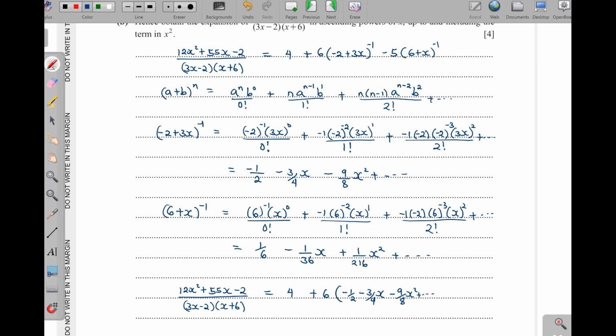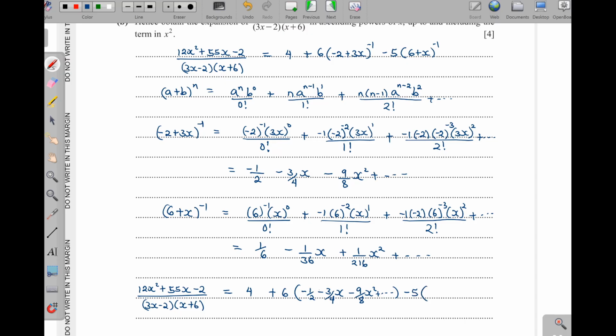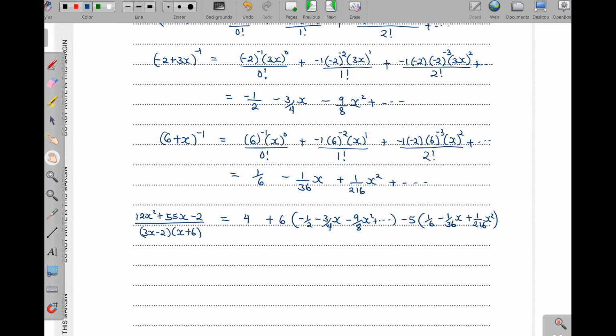Okay, and then we also add on this other one here. It is minus 5, then into this one here, which is 1 over 6, then minus 1 over 36 of x, and then plus 1 over 216 of x squared. Then what I do, separate terms.